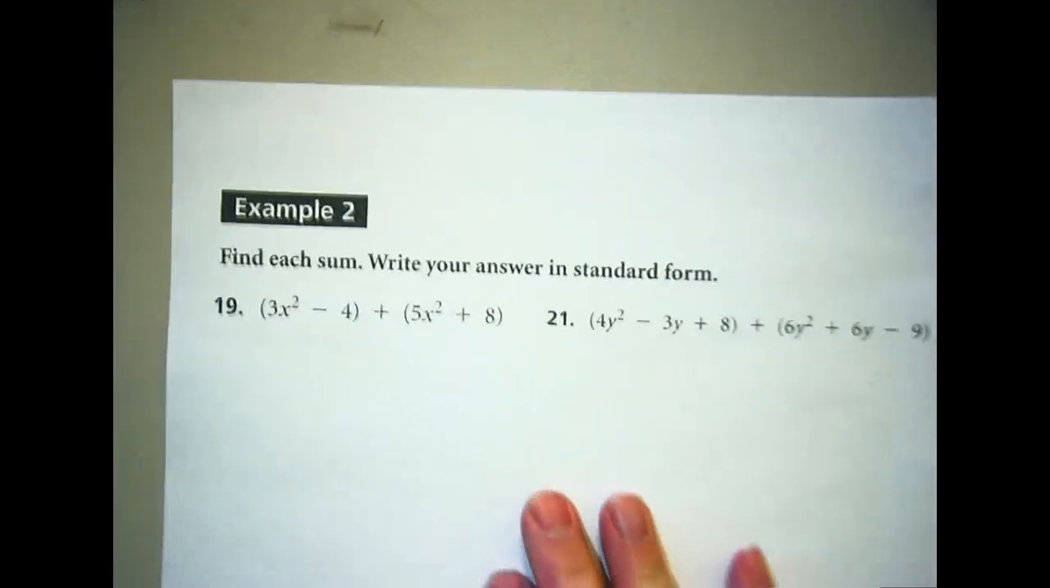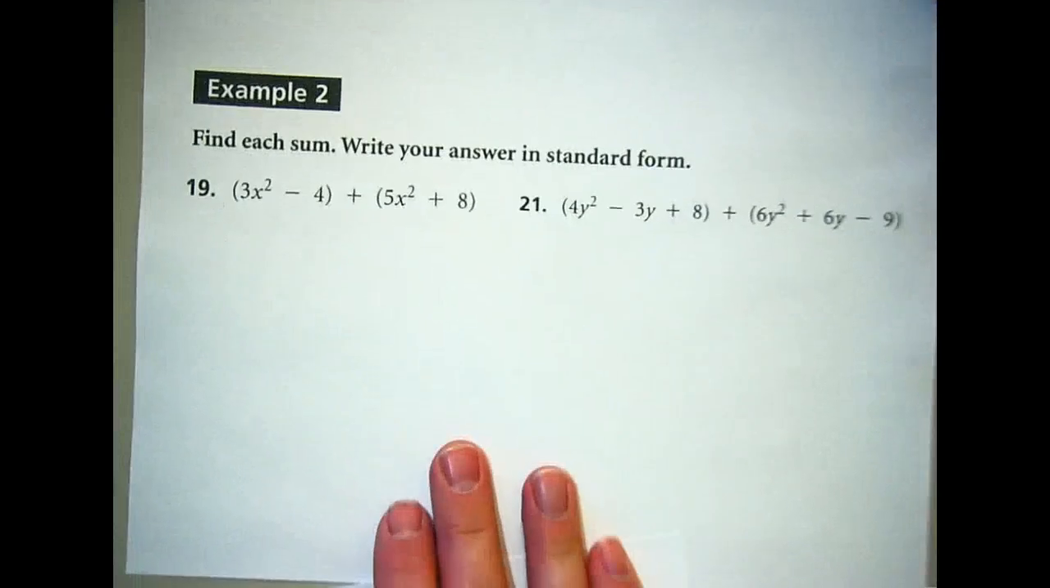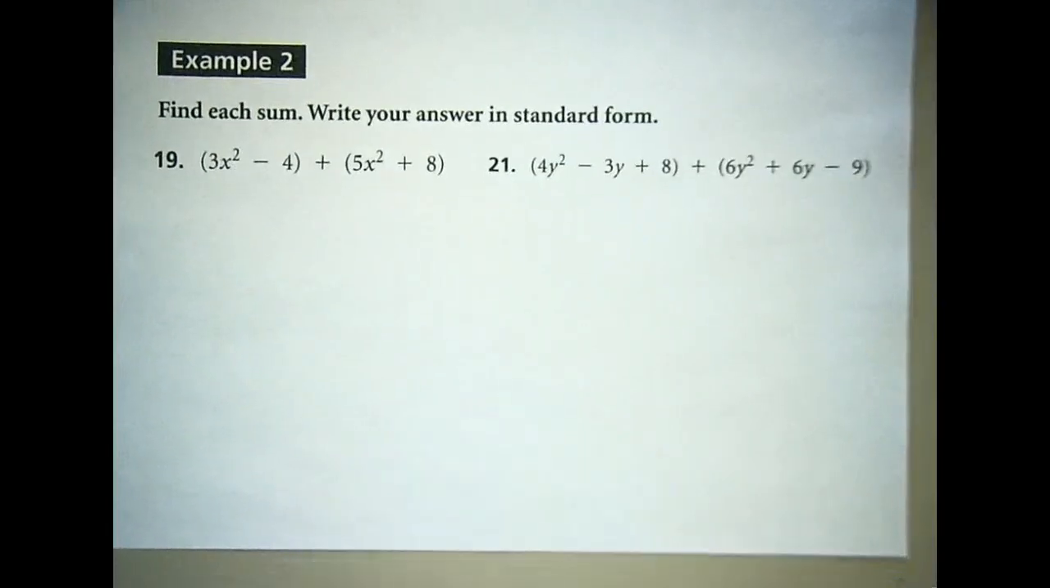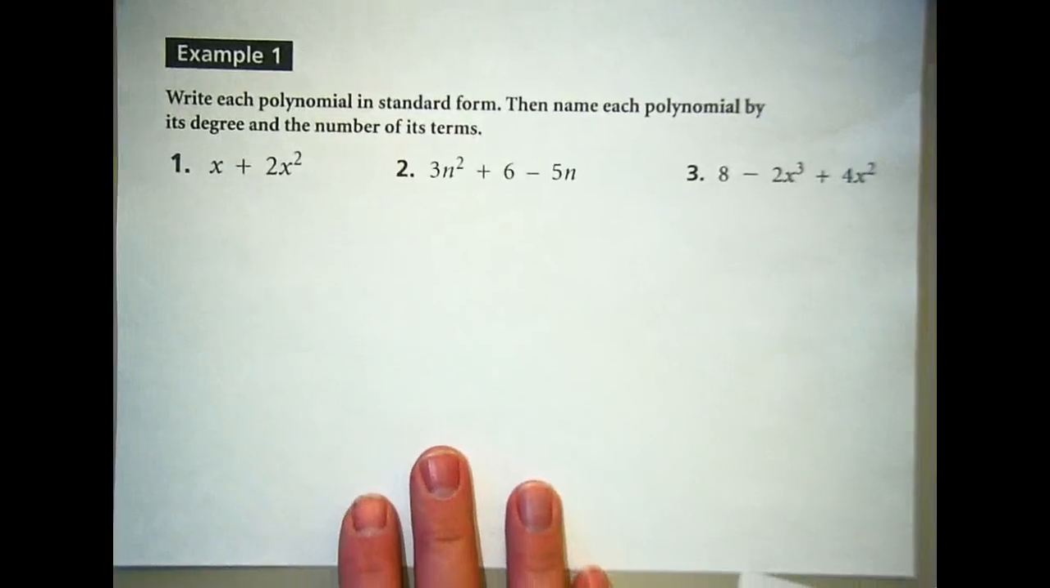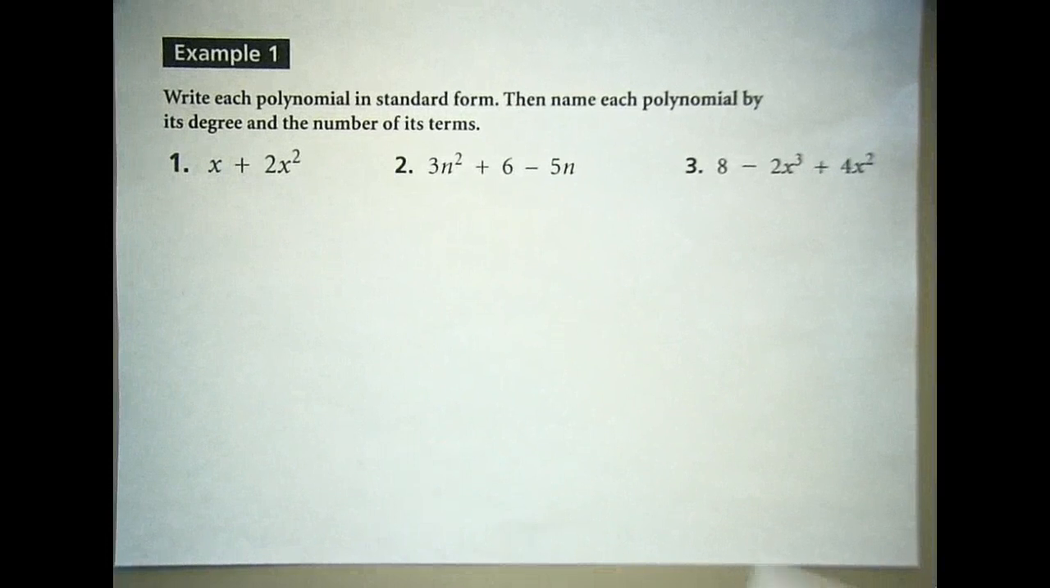All right. So while I'm passing out some of your stuff here, I want you to find the sum of both of those. Okay? Write your answer in standard form. Actually, before we do that, do this. Let's go to this. Write each polynomial in standard form, and then classify it by degree and number of terms. Go for it.